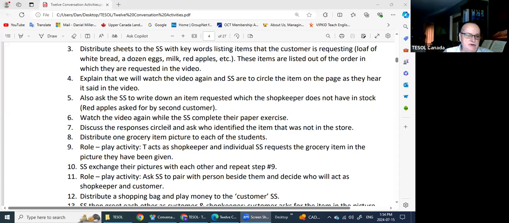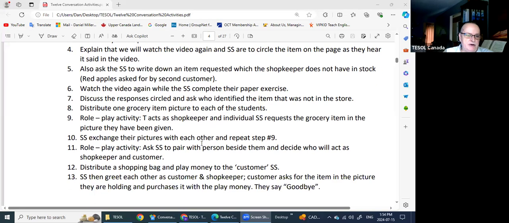Discuss the responses that are circled and ask who identified the item that was not in the store, that being red apples. Distribute one grocery item picture to each of the students and have a role play activity. The teacher acts as the shopkeeper and individual students request the grocery item in the picture they have been given. Students exchange their pictures with each other and repeat step number 9. The role play activity continues.